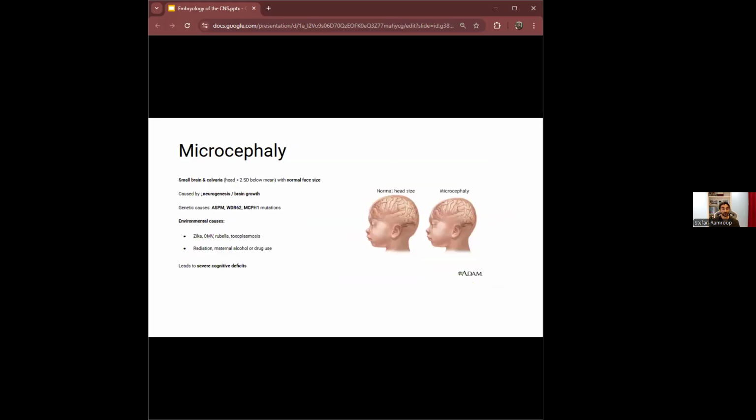You have microcephaly, which reflects impaired neuronal proliferation or migration, giving rise to small brain and head size, and causes range from congenital infections like cytomegalovirus or Zika to teratogens such as alcohol and valproate.